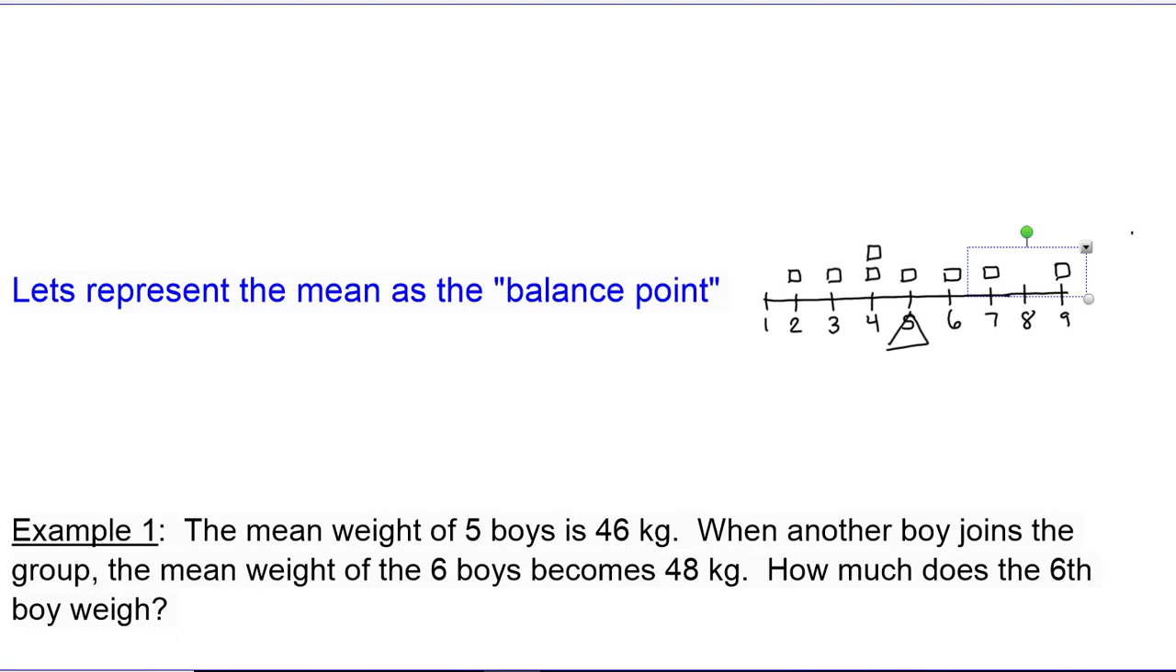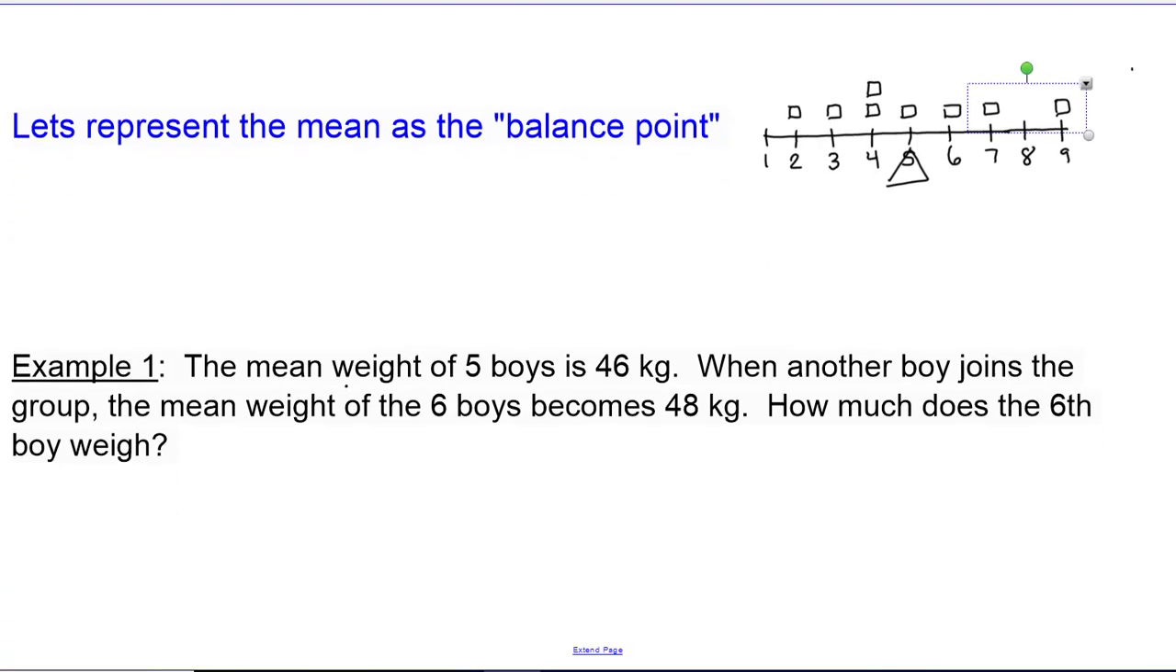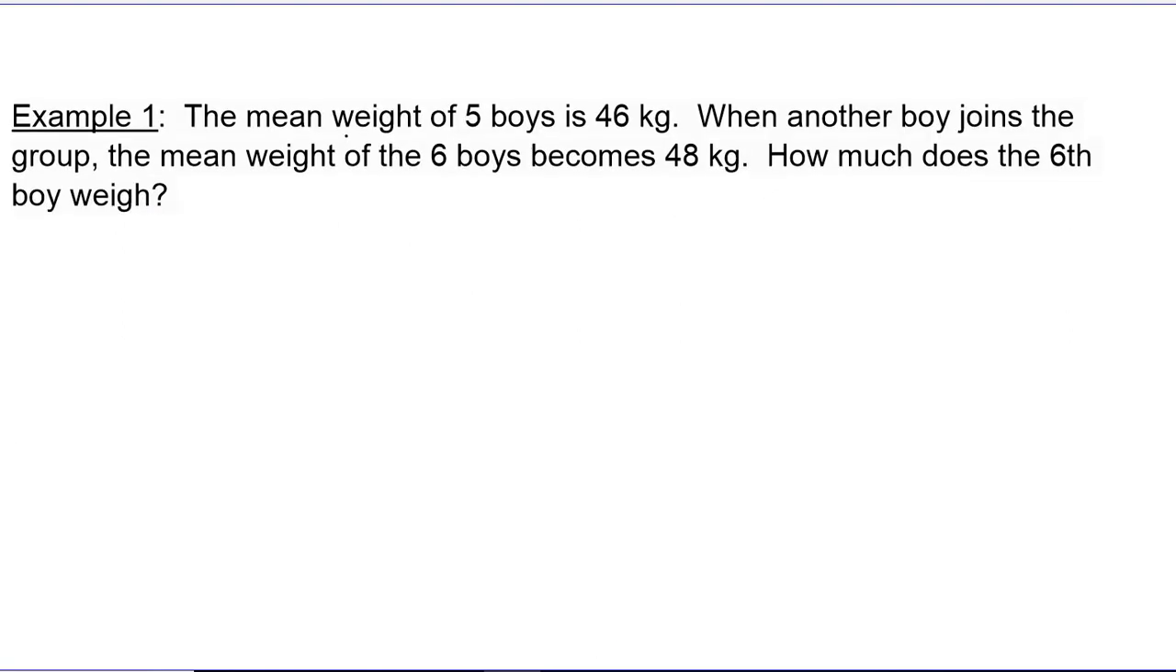All right, so let's look at an example. The mean weight of 5 boys is 46 kilograms. When another boy joins the group, the mean weight of the 6 boys becomes 48 kilograms. How much does the 6th boy weigh? Okay, so let's break this apart into 5 and 6. So let's look at it with 5 boys, and then we'll look at it with 6 boys.